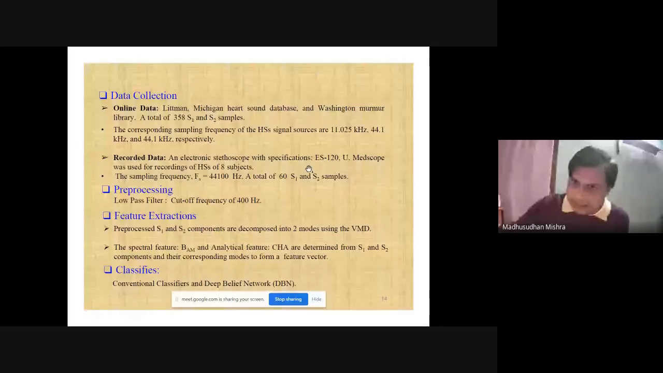So whatever I have discussed is written here. This is the block diagram for identification of S1 and S2. Mainly we have considered online data, which are publicly available and freely available in the Littmann, Michigan Heart Sound Database and Washington Murmur Library. We have considered a total of 351 S1 and S2 samples, and the corresponding sampling frequencies of the heart sounds were 11,025 hertz and 41.4 kilohertz.